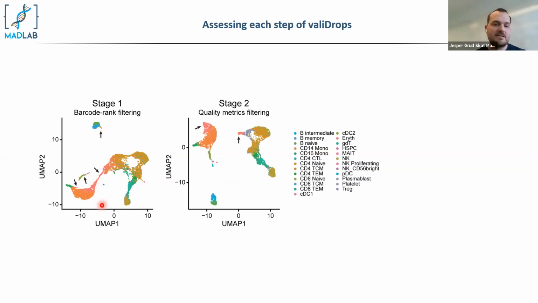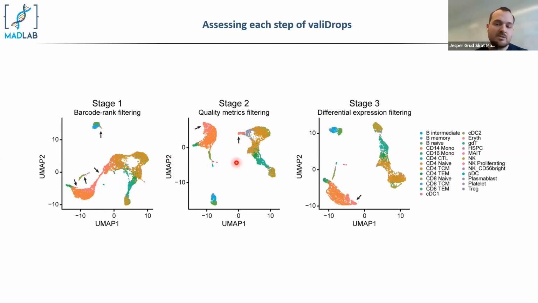And what we can see is that we actually specifically remove these cells in the next stage in valiDrops. Now we don't have an arm going between these T cells and monocytes any longer, but we still have residual tails of these poor cells. And then in stage 3, this problem is further limited, and there are no spurious assignments left over here in the T cell area, and a few down here in the monocyte area.